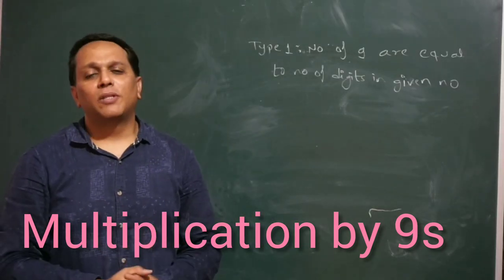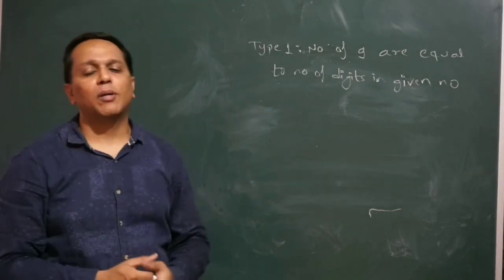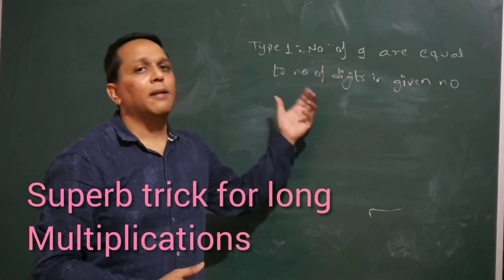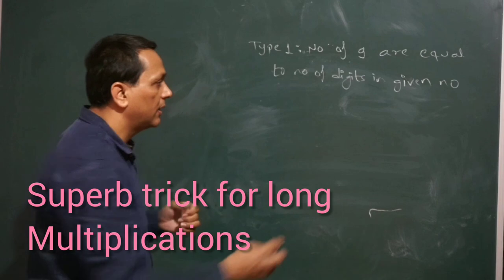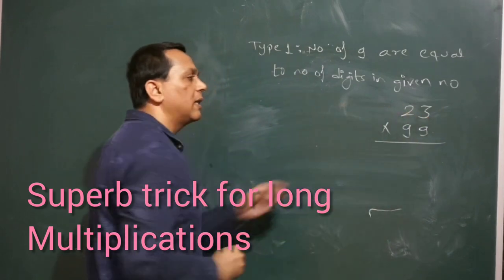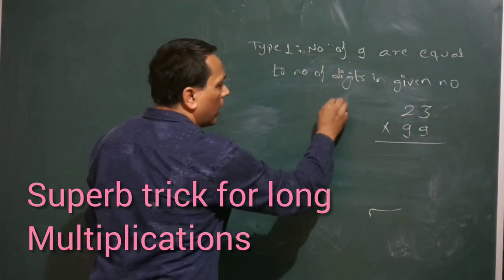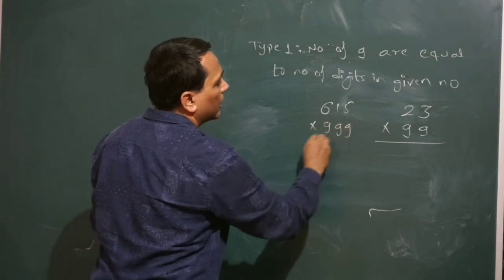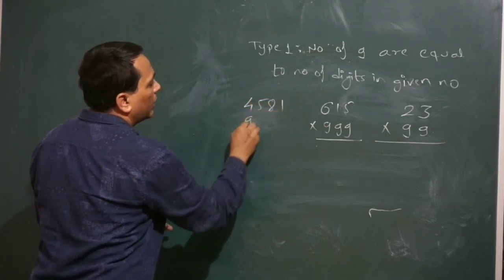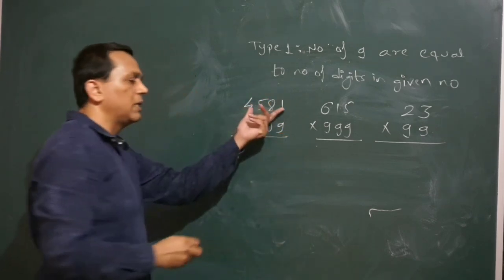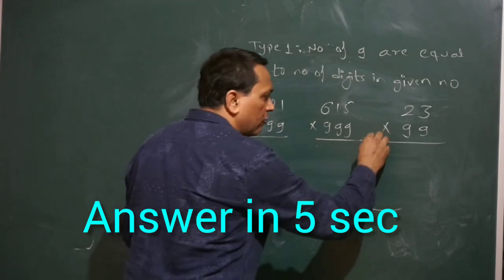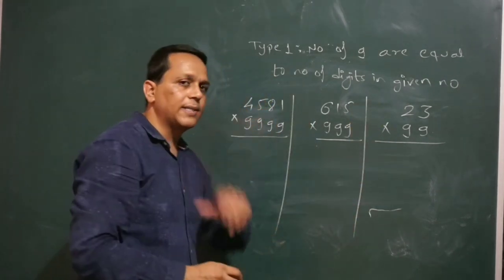So our last topic of this video is multiplication of any number by 9's. There are 3 types in this topic. When the number of 9's and the number of digits in the given number are equal, for example, we are multiplying 23 by 99. Here the number of digits in the number is 2, and the number of 9's is also 2. Or 615 into 999, number of digits 3, number of 9's 3. Or the last problem, 4581 into 9999, here also number of digits 4, number of 9's 4. So how to solve these types of problems? The method is very easy. We will get the answer in 2 parts in less than 5 seconds.